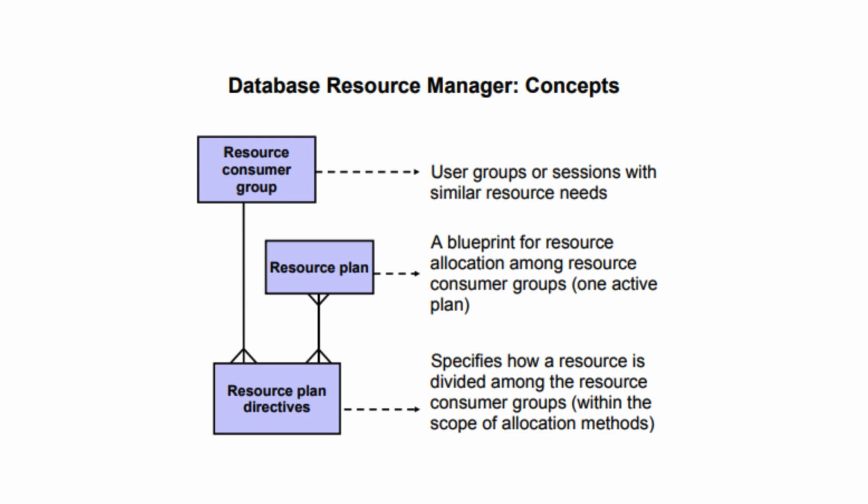Administering systems by using the Database Resource Manager involves the use of resource plans, resource consumer groups, and resource plan directives. A resource consumer group defines a set of users or sessions that have similar requirements for using system and database resources. A resource plan specifies how the resources are distributed among various resource consumer groups.